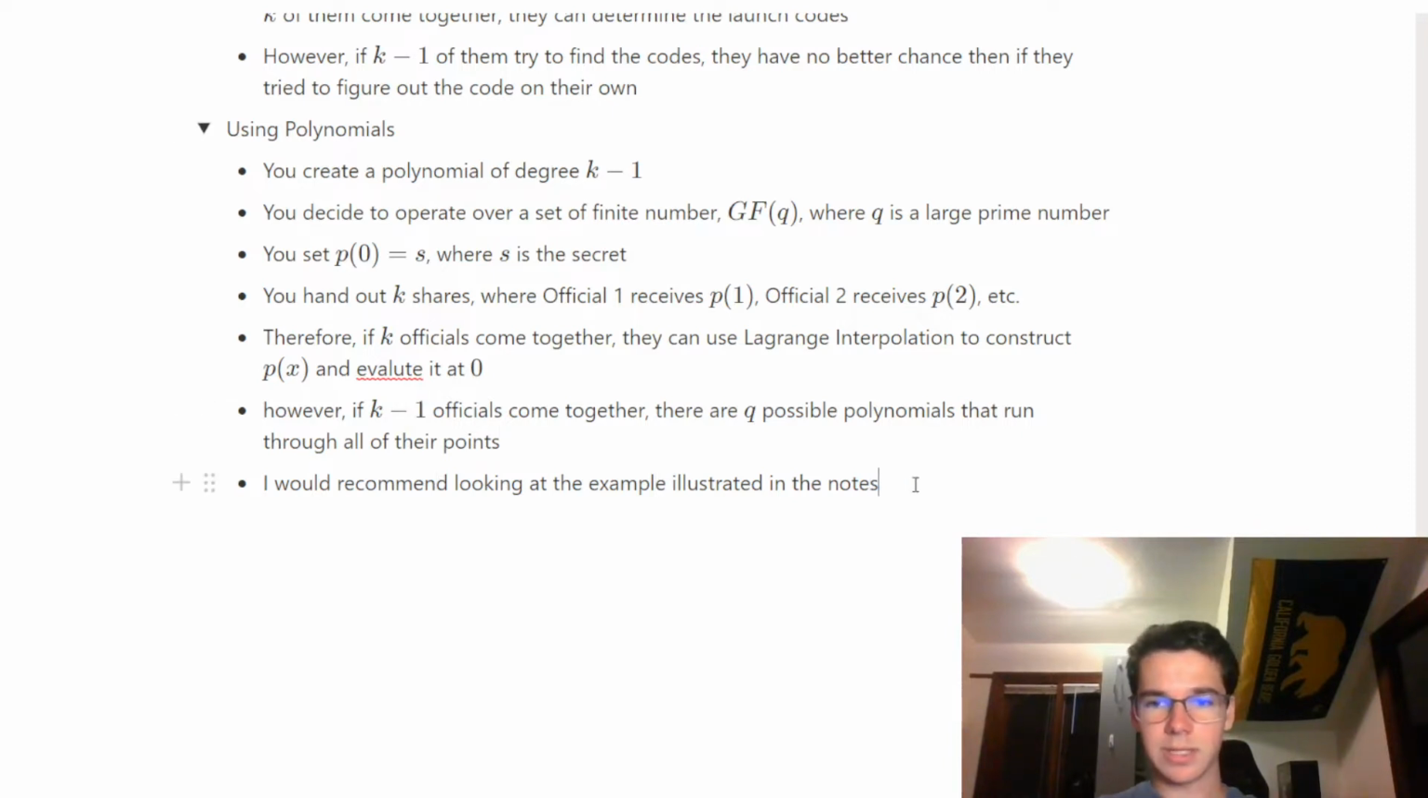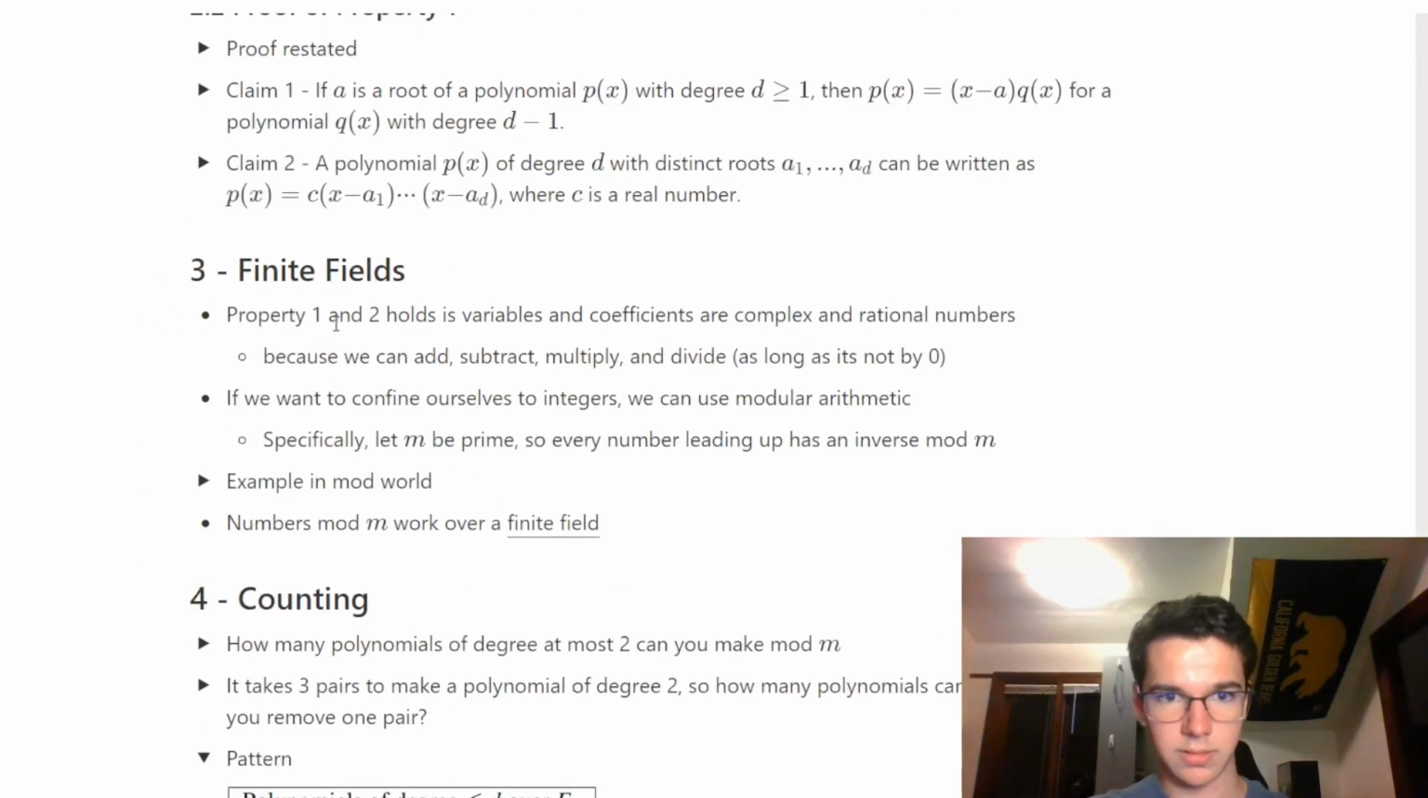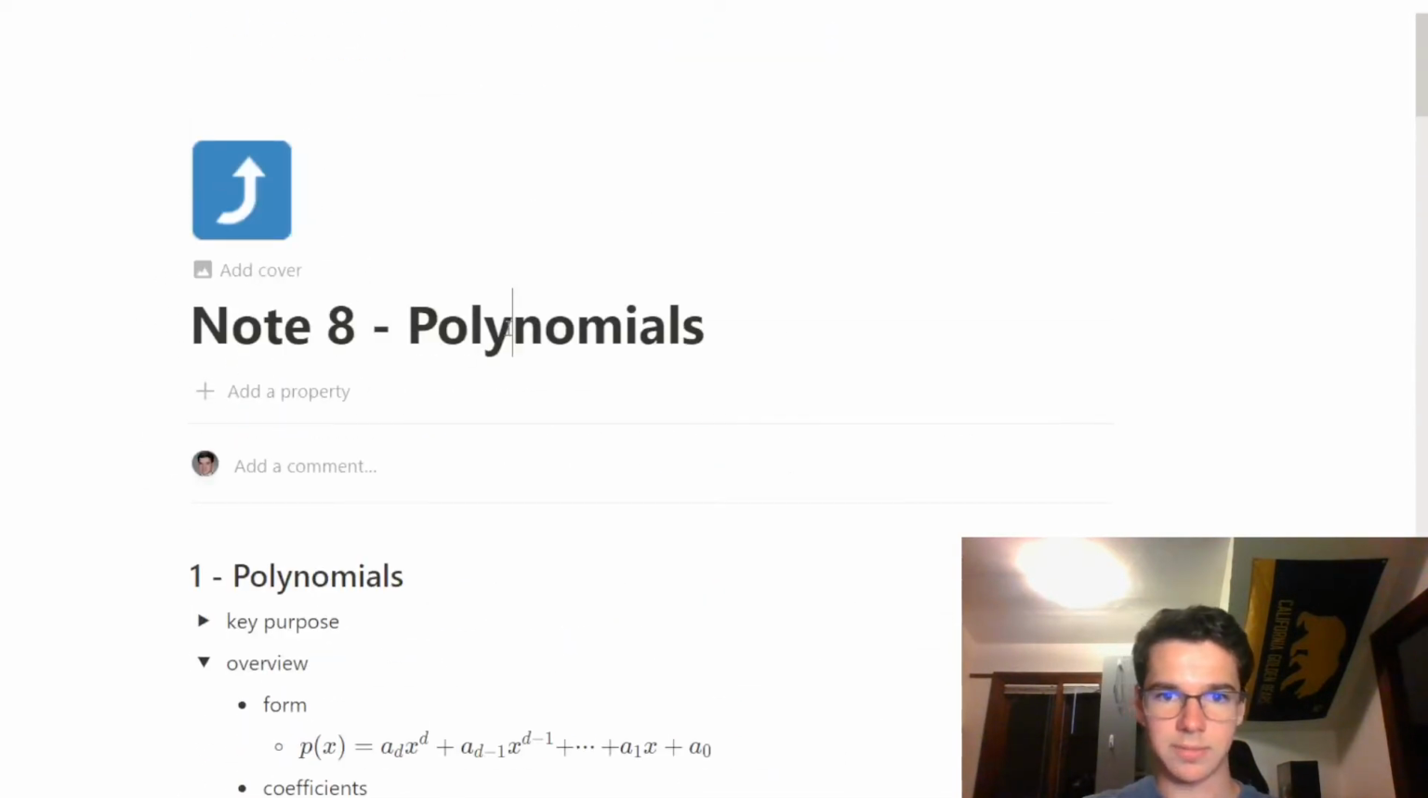And if you want to see an example of that, then again, I would recommend looking at the notes. But that was just sort of the understanding of it. But as far as note 8 goes, that's pretty much it.